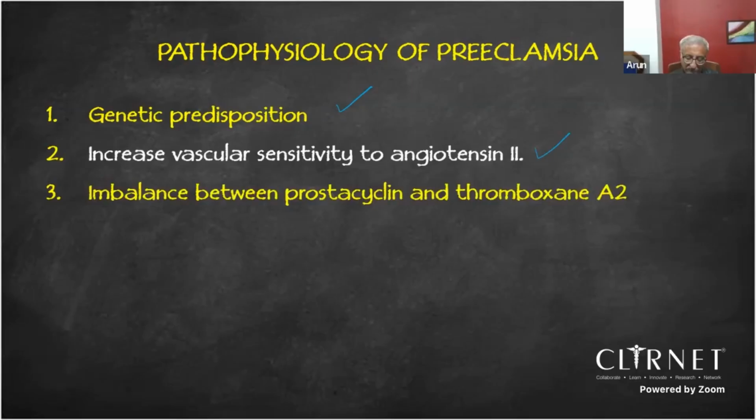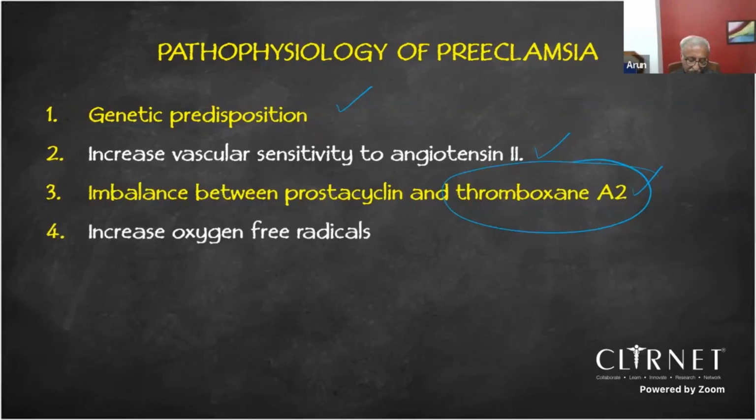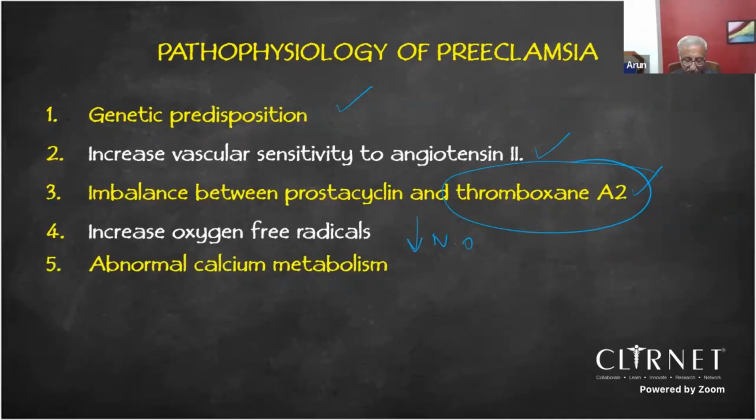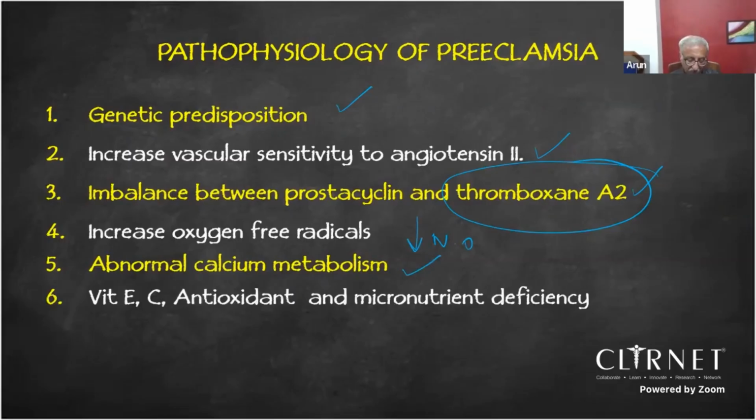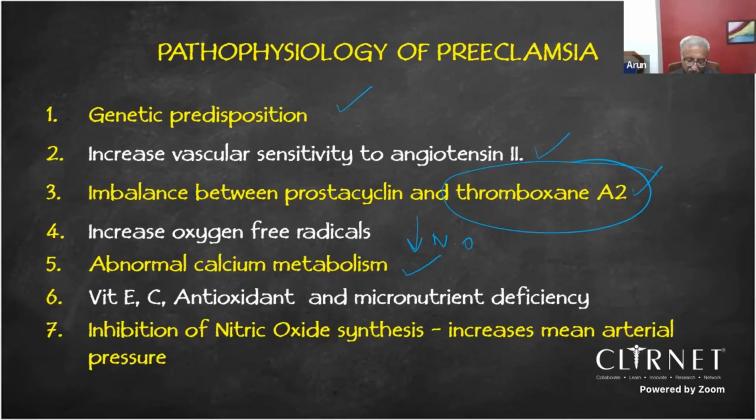There is an imbalance between prostacyclins and thromboxane A2. In preeclampsia, this is more in favor of thromboxane. There are increased oxygen-free radicals. This means there is decreased nitric oxide. There is abnormal calcium metabolism, which has also been implicated, as well as vitamin E, C, antioxidant and micronutrient deficiency, and inhibition of nitric oxide synthesis. Nitric oxide is decreased, so this means it increases mean arterial pressure.